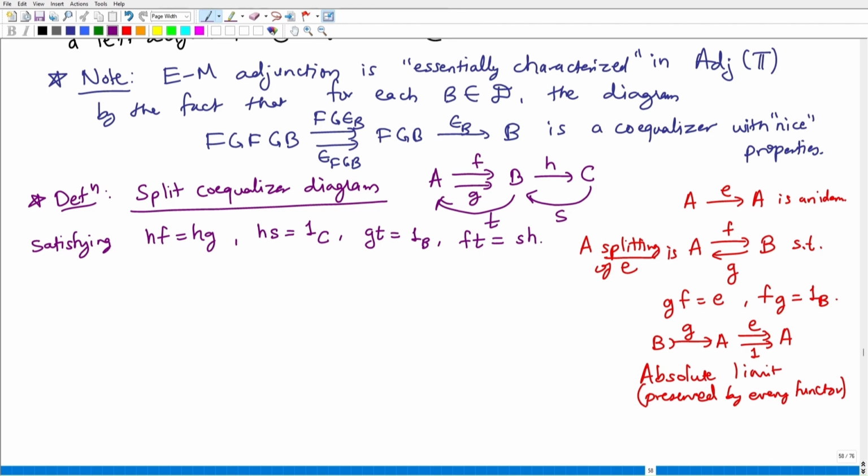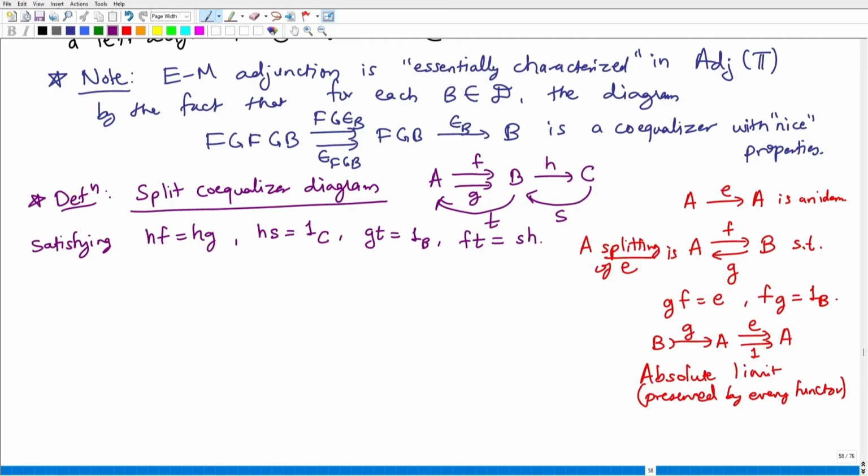Lots of equations. The simple way to remember this is that the outer rectangle commutes. Like you can start from B and then come back to B in two different ways: first take T then F, or take H and then S. So that commutes. Of course, it's a co-equalizer, so HF equal to HG is not a problem, and the splitting is given by GT being a split identity for B, and HS being identity for C. That's splitting. So in particular, you can conclude something about SH: that's an idempotent.